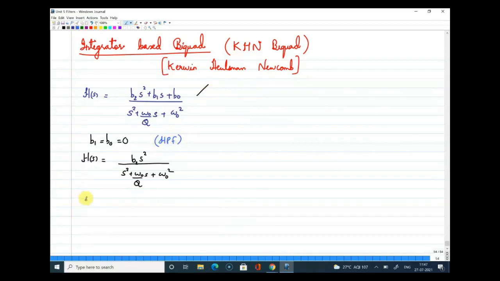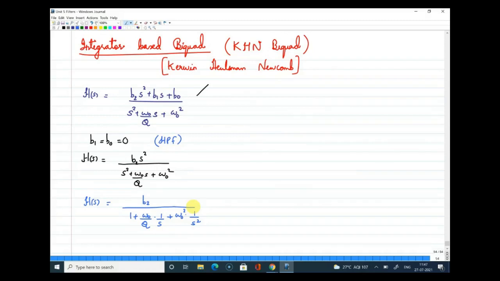Now, again, I'm rearranging this equation. How I am rearranging is I'm just eliminating the s square term in the numerator. So when I do that, this is equal to b2 divided by 1 plus omega naught by Q into 1 by s, because in the denominator along with omega naught there is an s, but when I bring the numerator s square down, it is in this fashion, and plus omega naught square into 1 by s square. This is what we have, right?